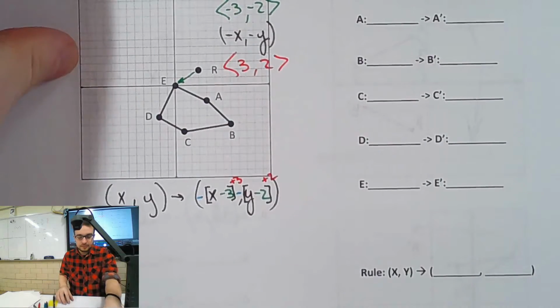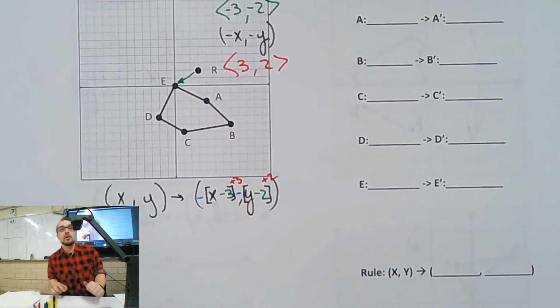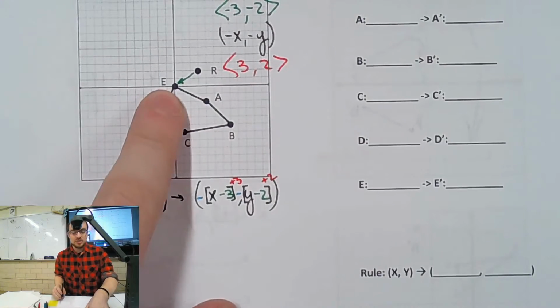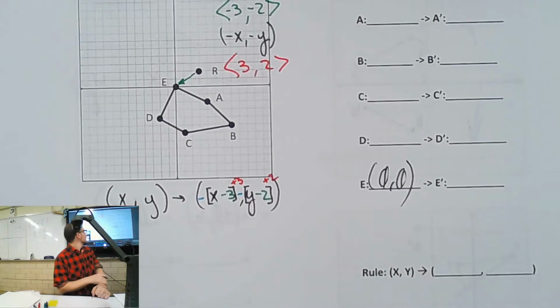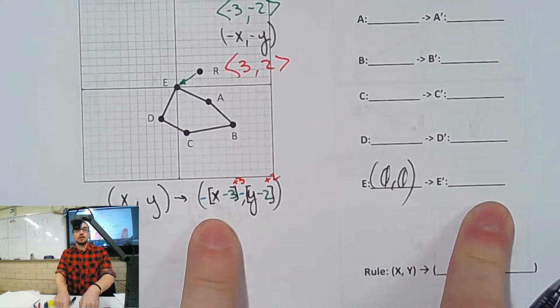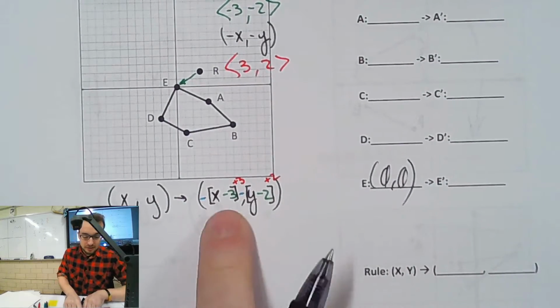Right. So here's what I would do. Instead of drawing all your L's, write down the coordinates of all these guys, right? Like E is 0, 0, right? Let's plug that into here and we get E prime for free. So let's plug in 0. 0 minus 3 is?